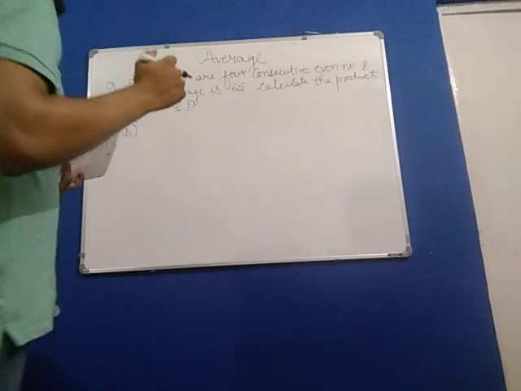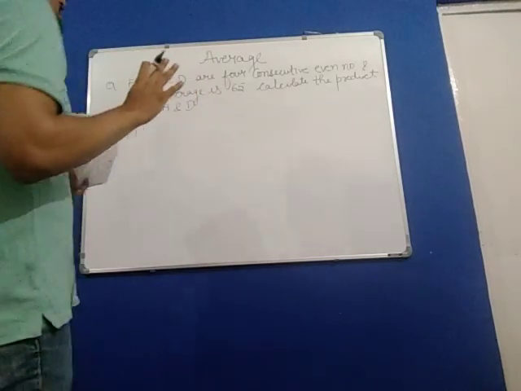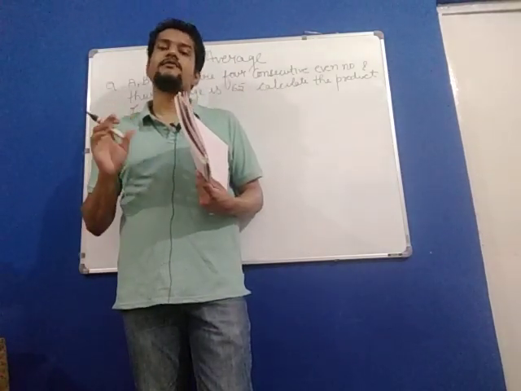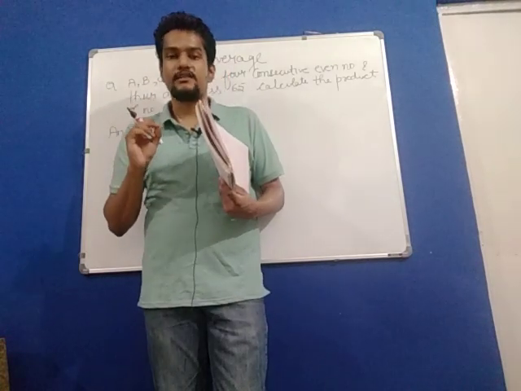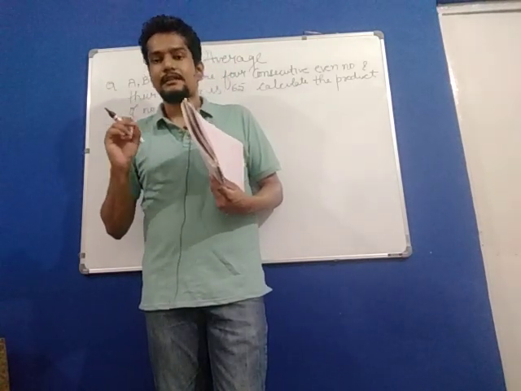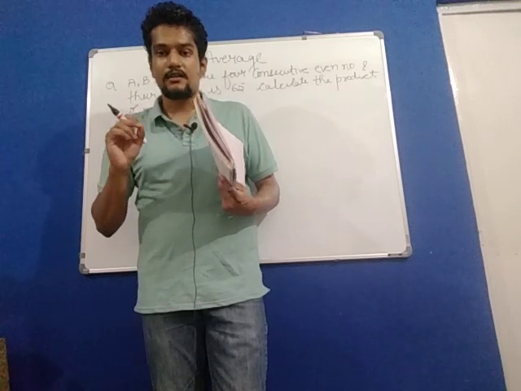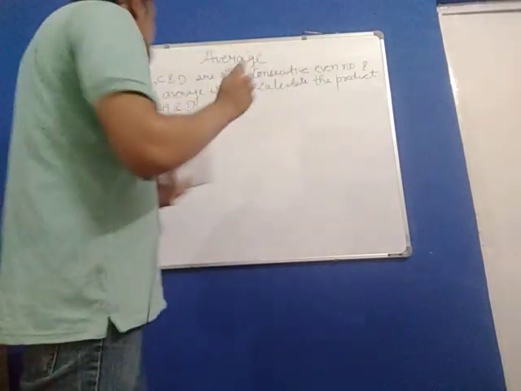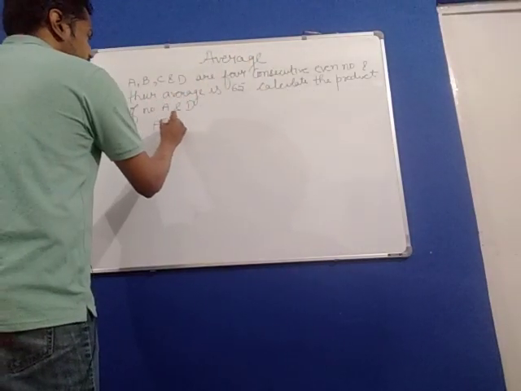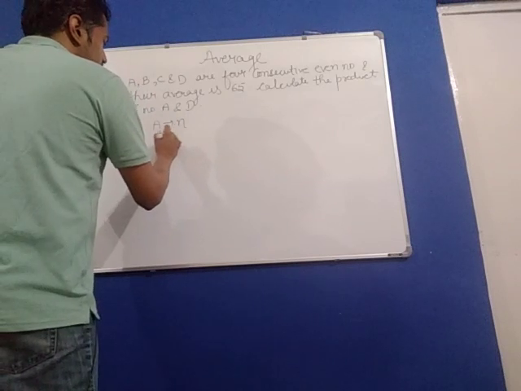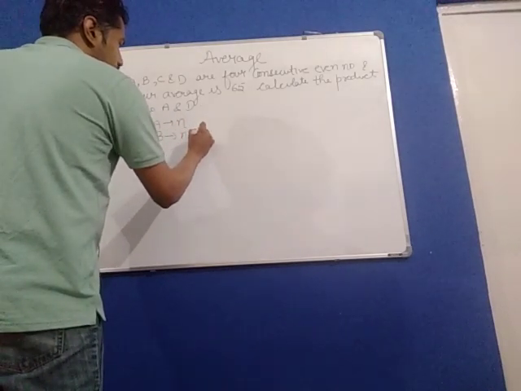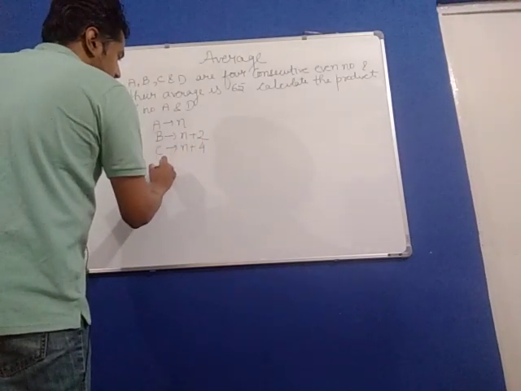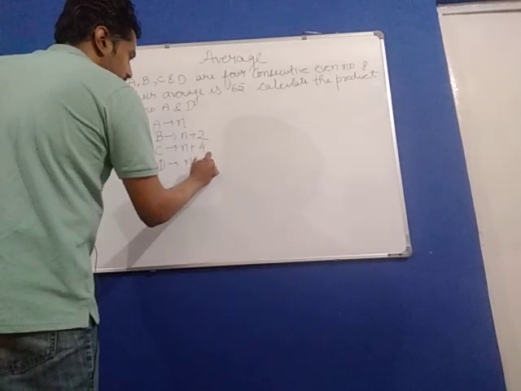The first thing that we have to see here is that we have to consider four consecutive even numbers. If the first even number we suppose is n, then the next 3 consecutive even numbers are going to be n plus 2, n plus 4 and n plus 6. So let us assume that A is n, then B is going to be n plus 2, C is going to be n plus 4 and D is going to be n plus 6.